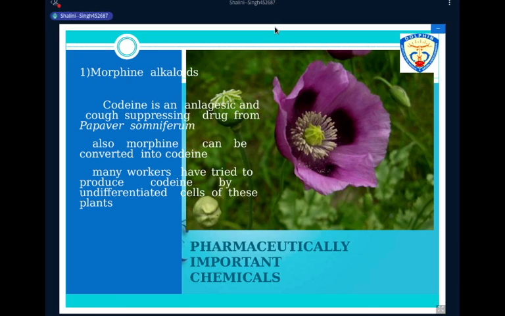Some examples. One is morphine alkaloids. Morphine alkaloids, for example, one is codeine. Codeine is an analgesic and it is a cough suppressing drug. It is obtained from Papaver somniferum, that is a poppy plant. So that is the flower of poppy. Also, morphine can be converted into codeine. Many workers have tried to produce codeine by undifferentiated cells of these plants, that is the callus, undifferentiated cells which are present in the callus.